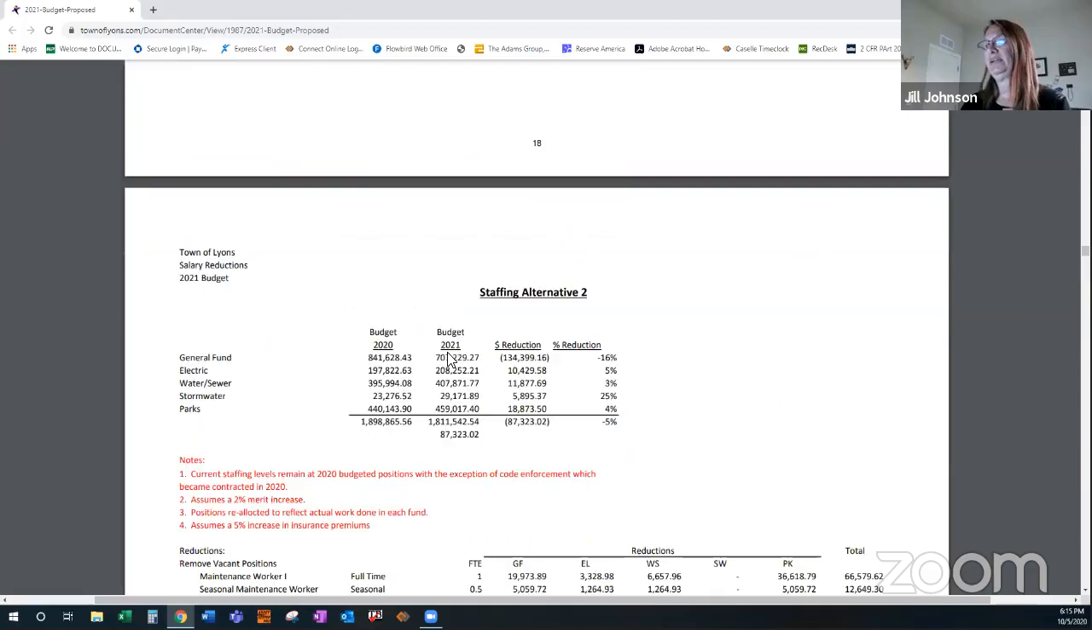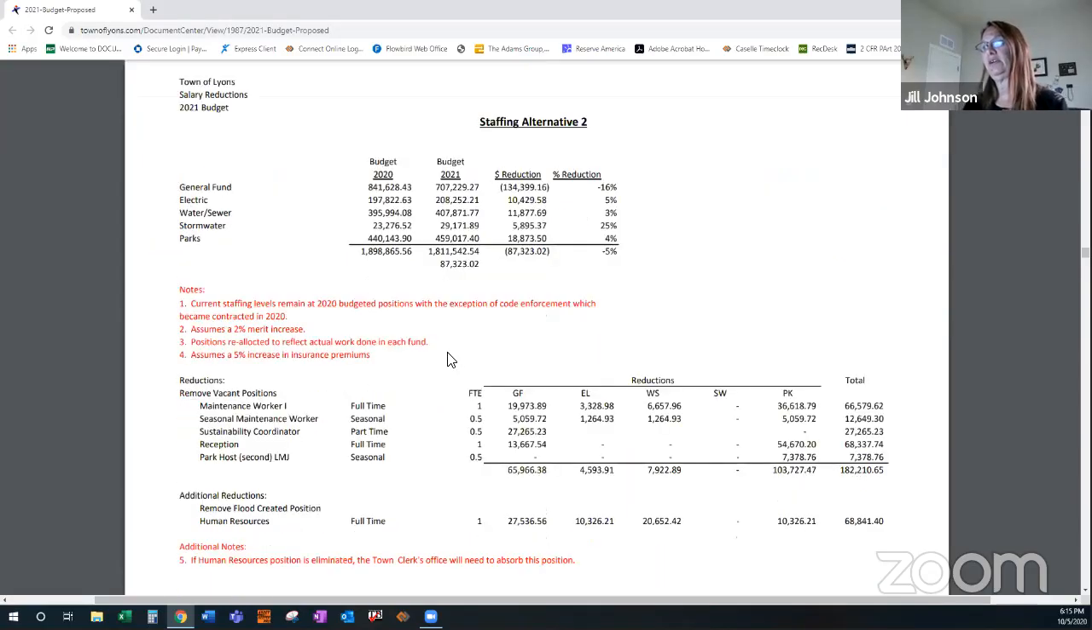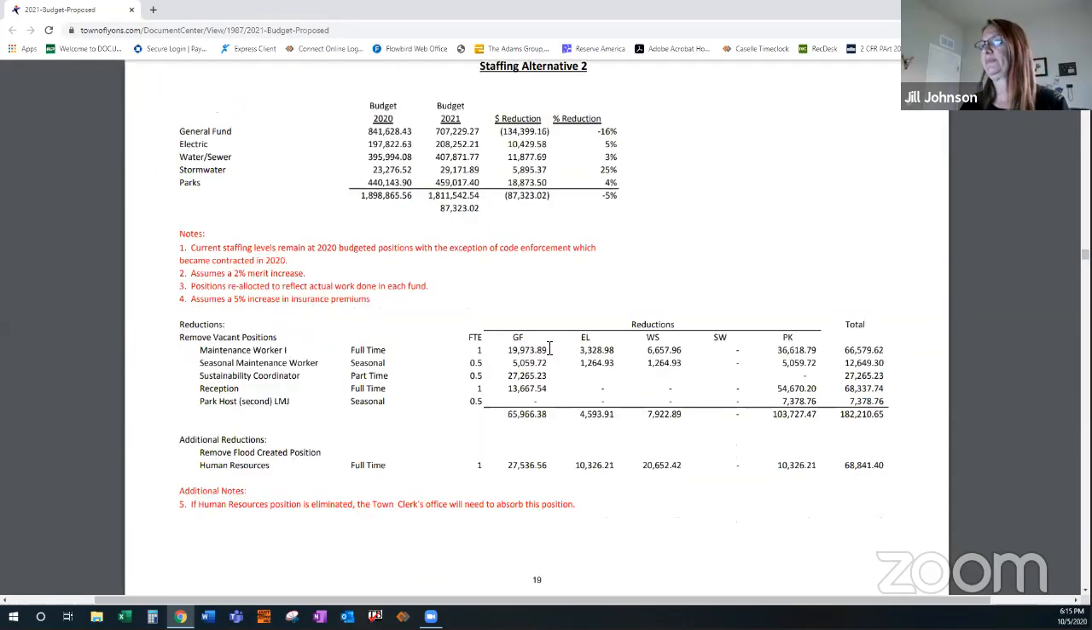Then we looked at a second alternative staffing. If the board wanted us to look at deeper cuts in staffing, we looked at potentially removing one more person. In this position, it would be our human resources position, which was created in the flood. So that would be staffing without that position. Currently, this is not in the budget.